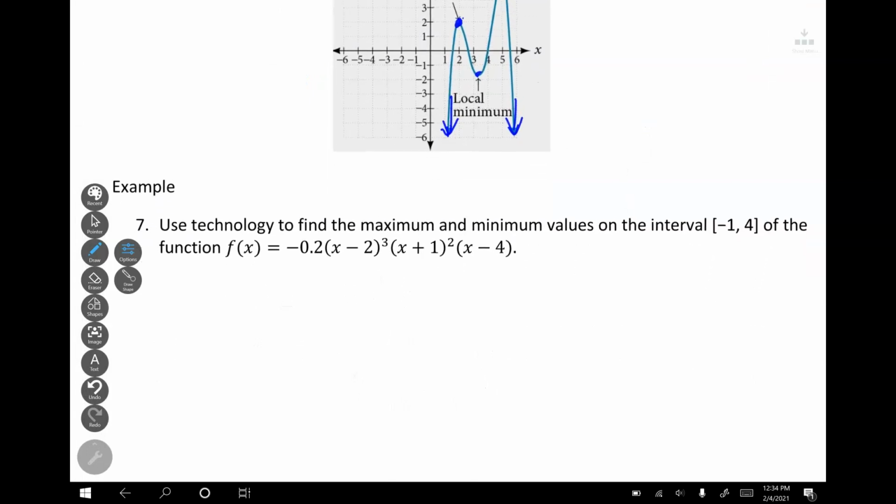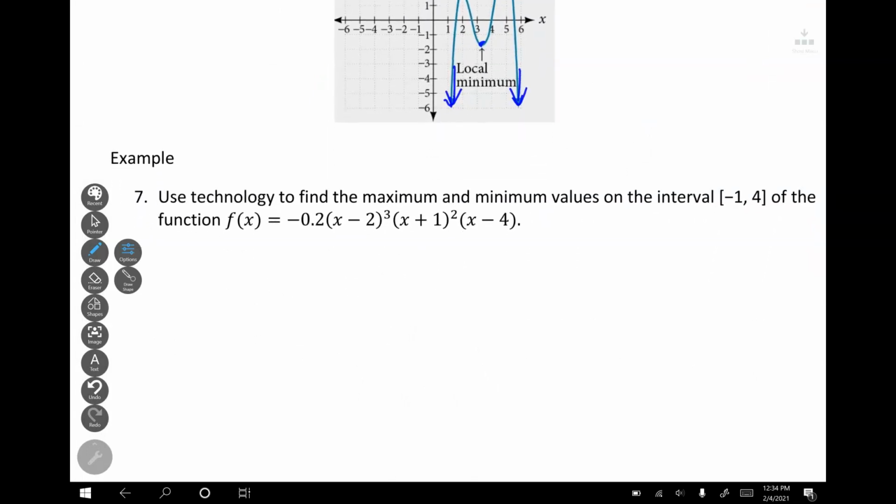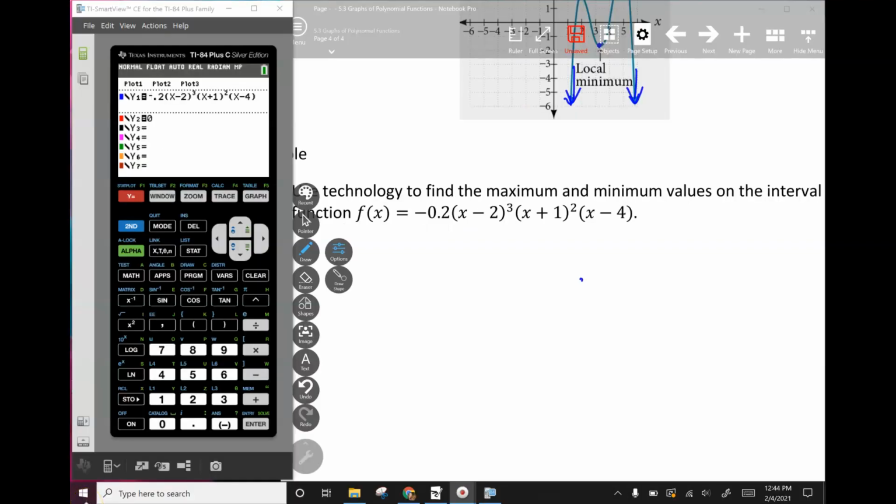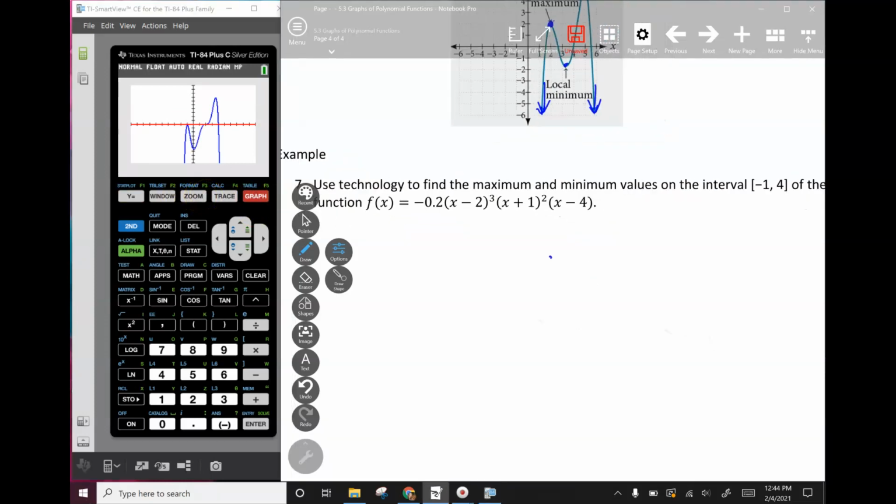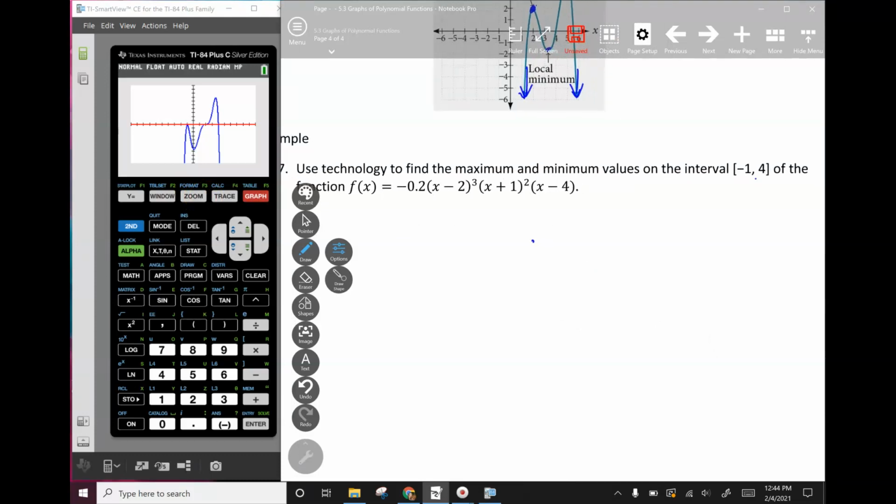All right, so on this example, we're going to use technology to find the maximum and minimum values on the interval -1 to 4 of this function. All right, so I plugged that function into y equals, and now let's take a look at the graph. So here's the graph. I'm going to change my window. I'll show you how to do that so that I only see the interval -1 to 4.